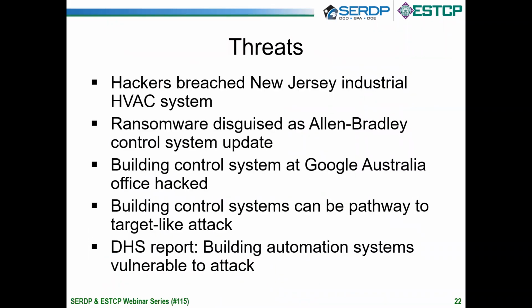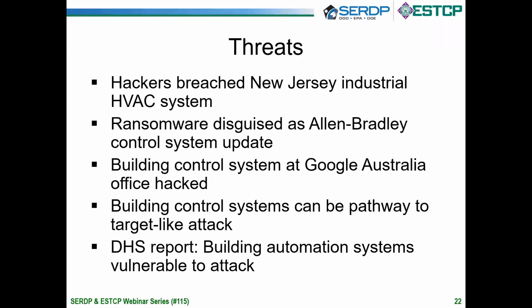So the threats to building automation systems are real, and they've actually been realized. We saw in the public domain a New Jersey industrial control HVAC system. There was a vulnerability in some of the building automation software that was exploited, and someone was able to take control of the HVAC system in this facility and complex. We've seen ransomware distributed that's been disguised as actual updates to building automation systems.